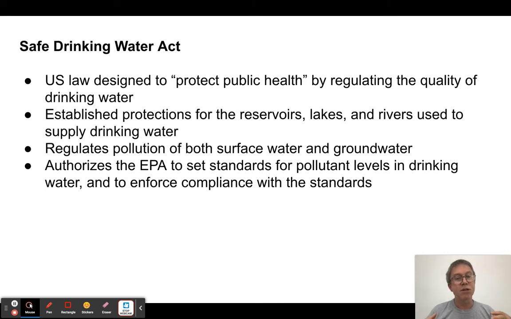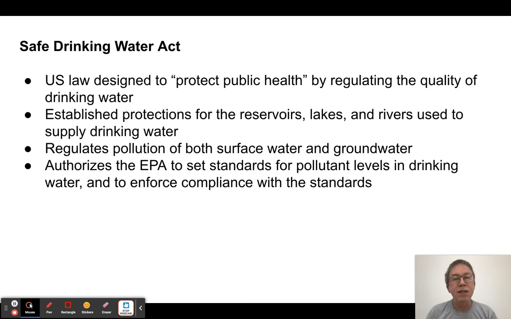So this is really designed to protect public health by making sure that the water that we're consuming is not going to hurt us. So basically, it established protections for bodies of water like reservoirs, lakes, rivers, where people are going to be taking water in. So you couldn't have high levels of pollutants that could hurt people in these bodies of water. It also regulates the level of pollution in both surface water and in groundwater. So this is one that deals with groundwater.